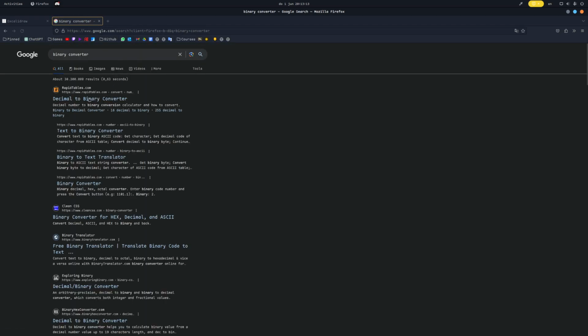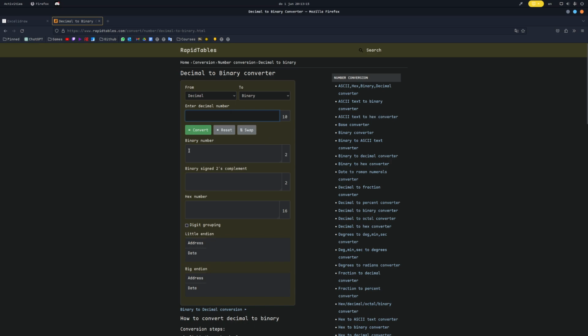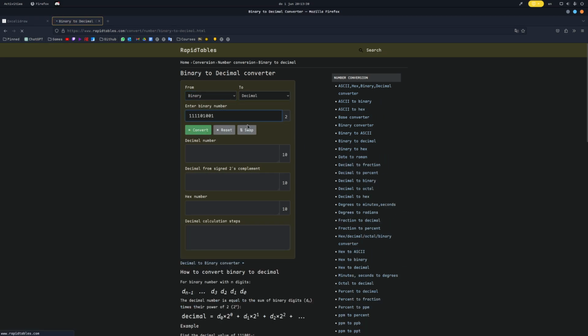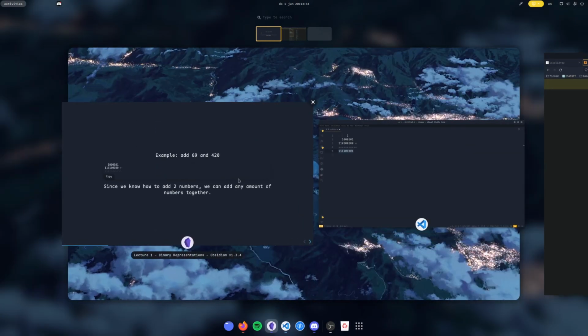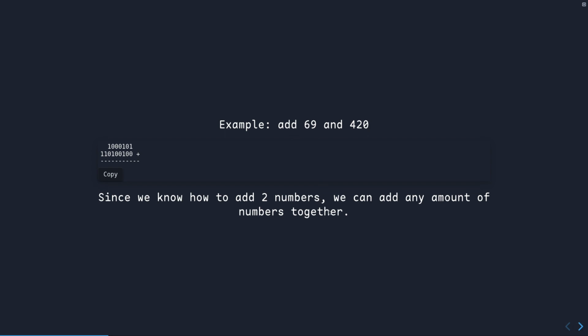Again, I very much encourage you to just go to one of these conversion sites, because doing the conversion from binary to decimal by hand is good practice, but you won't need it most of the time. We need the other way around. This should be 489, which is indeed equal to 420 plus 69.